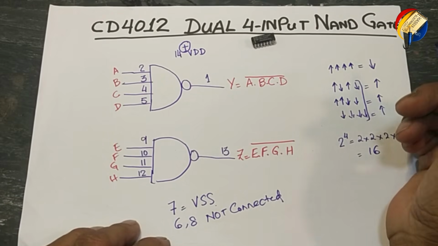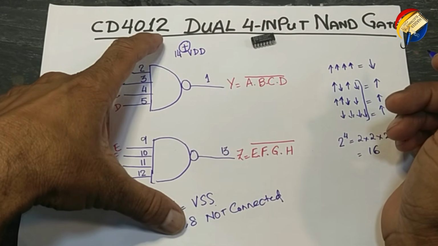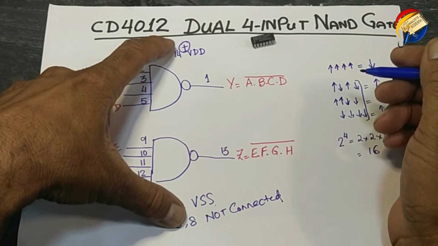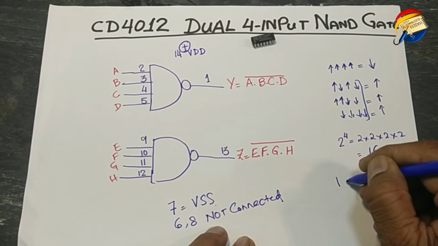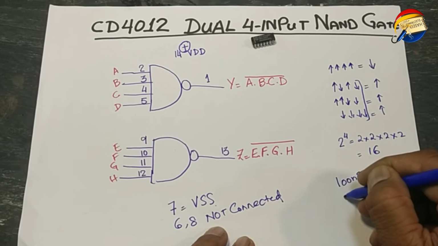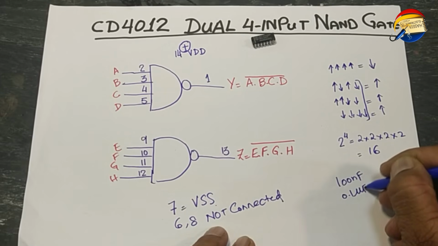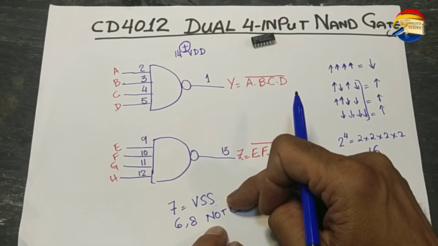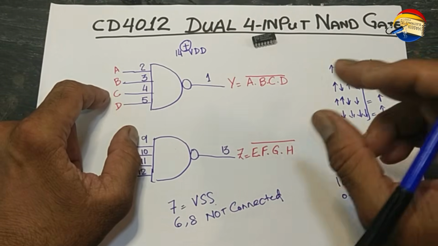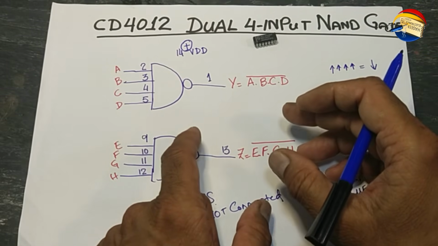When we connect power supply, it is best way to connect a decoupling capacitor between pin number 14 and pin number 7, value 100 nanofarad, 0.1 microfarad. That is decoupling capacitor between positive supply rail and negative supply rail, and that capacitor must be connected to closest point to the IC.